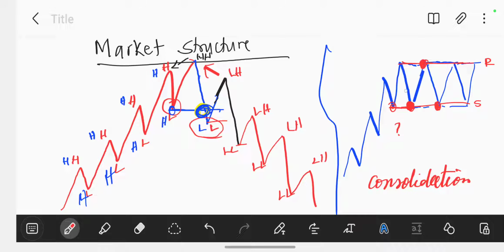Well, the last time the price came here, it failed to go down. It reversed and went up. So now it's coming to the same area again. I just want to see how it is going to react to that.